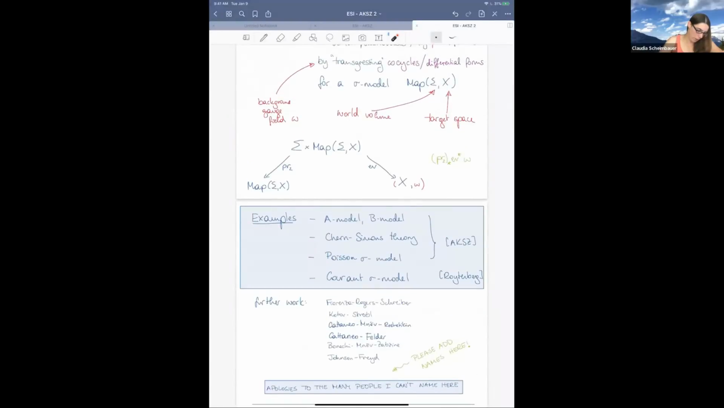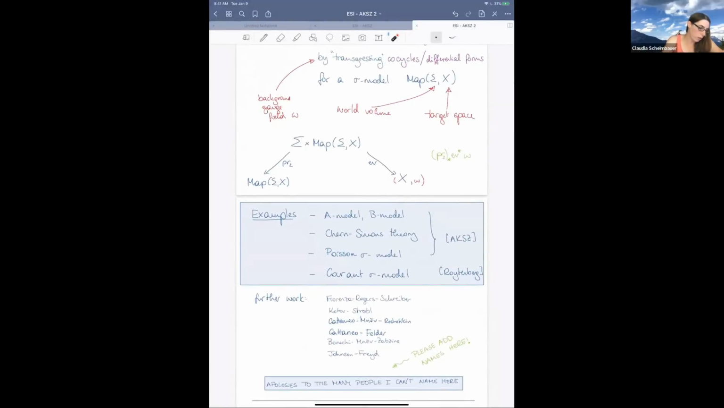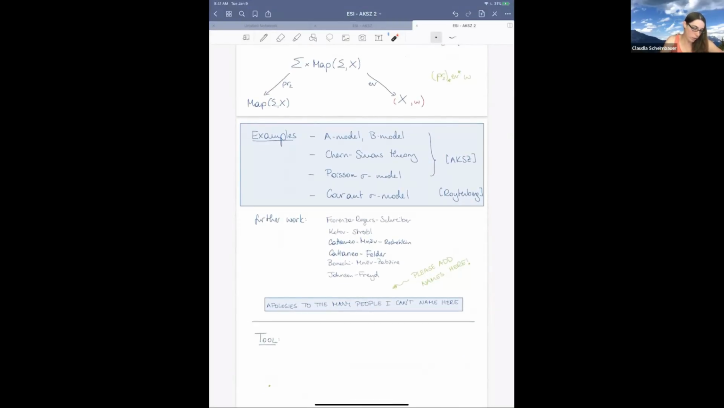Okay, so what are some examples? Some examples, which were already in these original papers, are the A model and the B model, which are in Chern-Simons theory, the Poisson sigma model, but also the Courant sigma model. So something that uses Courant algebroids that we saw in the last talk. And of course, there has been a lot of work on AKSZ constructions and on AKSZ techniques. And I just named here a couple of people, and apologies to the many people I can't name here. If you have names you think I absolutely have to add here, please let me know. There's space, and I'm happy to add them.